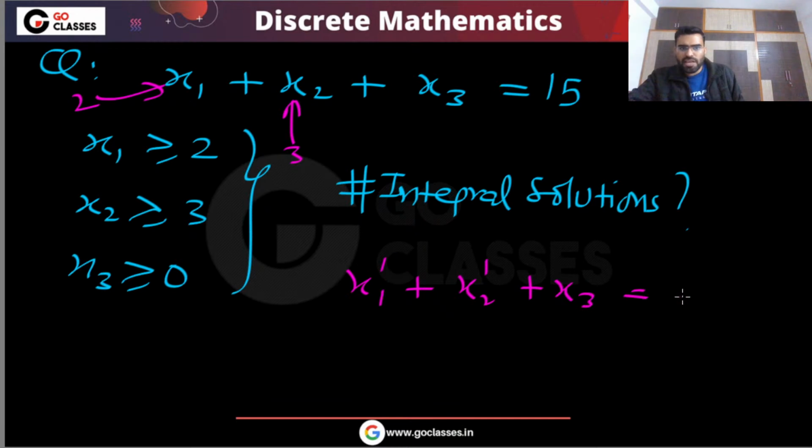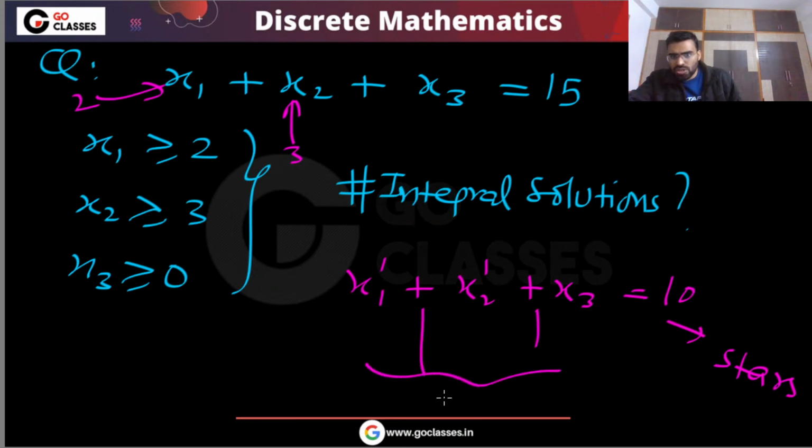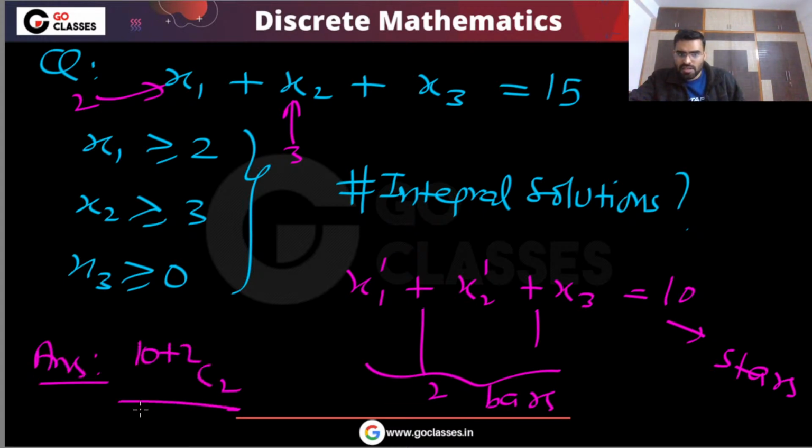So finally how many are remaining? 10 are remaining. Now these are the stars. So basically 10 are the stars, and you can notice 2 bars. So 10 stars, 2 bars. So finally what is the answer? The answer is simply 10 plus 2 C2. This is the answer, 12 C2. Okay, so the answer will be what? 12 C2.